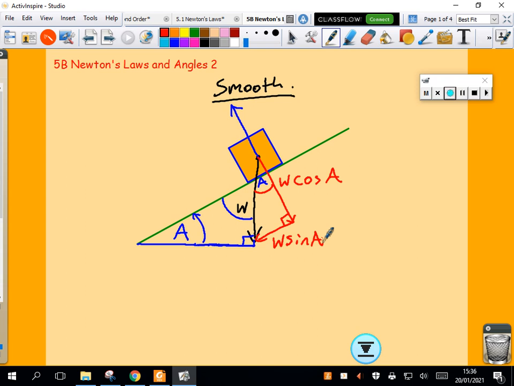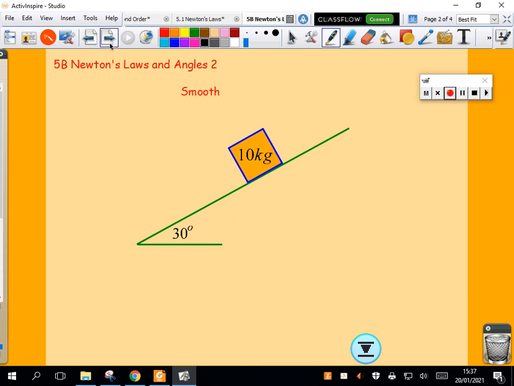The other thing: suppose I said the plane was rough instead of smooth. What way is friction going to act? Friction opposes intended motion. This is intending to slide down the hill, so any friction force would be acting parallel to the plane, back up the hill. I want to look at two examples of that, particularly on smooth surfaces. So get used to resolving. You're going to be doing it a lot.